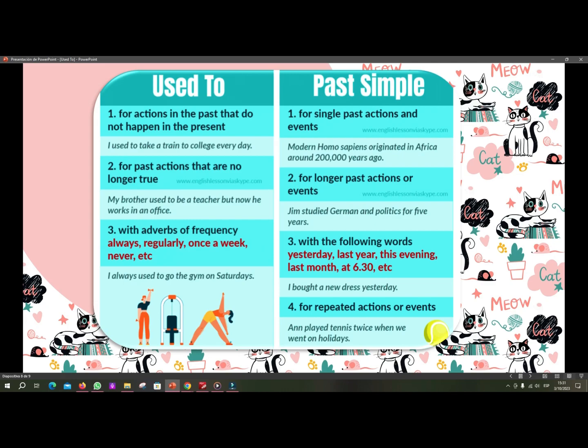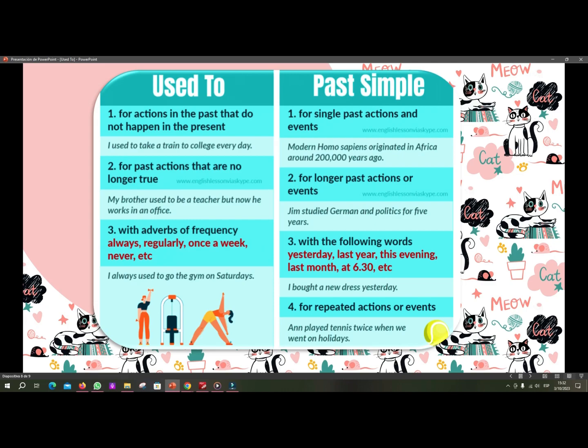And also, we have the simple past for single past actions and events. So, modern Homo sapiens originated in Africa around 200,000 years ago, right? So, remember that I'm going to use the simple past for finished actions in the past, right?